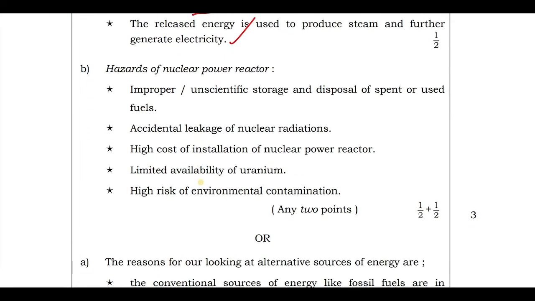What are the hazards of a nuclear power reactor? Improper or unscientific storage and disposal of spent or used fuels. Accidental leakage of nuclear radiations. See, radiations are very harmful. Health-wise, they can damage the DNA of the cell. Therefore, nuclear radiations are more hazardous. High cost of installation of a nuclear power reactor. Limited availability of uranium. High risk of environmental contamination.